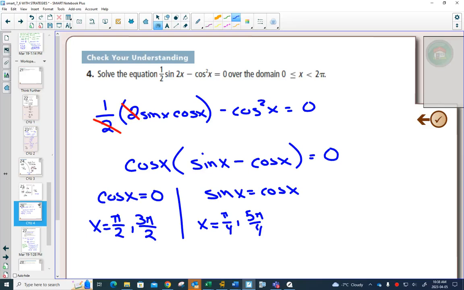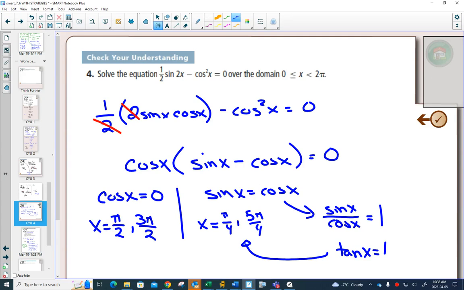The other thing you could do on this one is if you divided both sides by cos, you would get sine x over cos x equals 1, which is the same as saying tan x is equal to 1. And then you're back to your pi plate. When is tan equal to 1? That's my pi over 4 family, and you would get exactly the same answers, pi over 4 and 5 pi over 4. So there's two ways that you could go about solving this one.